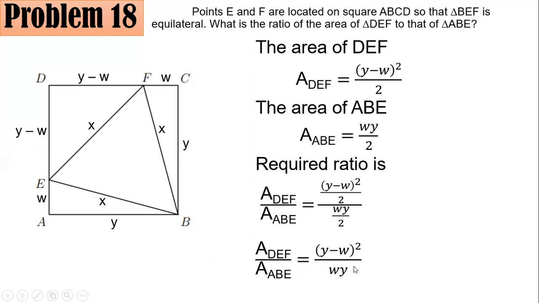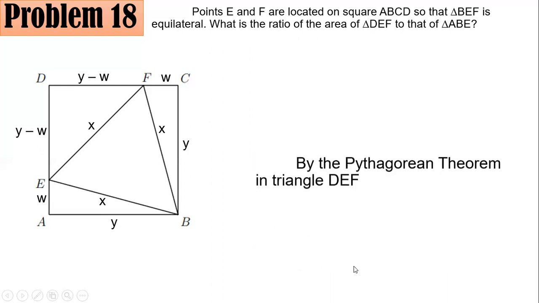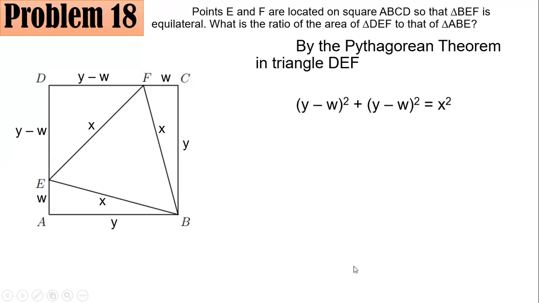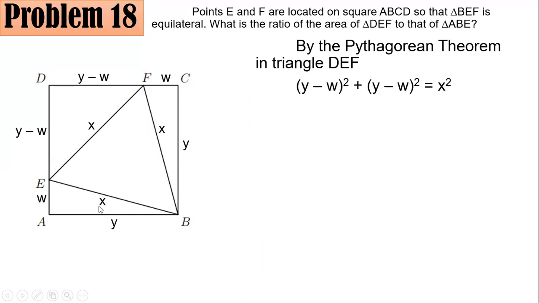From here, by the Pythagorean theorem in triangle DEF, because remember, in the Pythagorean theorem, if you have a right triangle, then the sum of the squares of the two legs, meaning y minus w quantity squared plus y minus w quantity squared here, is equal to the square of the hypotenuse, which is x squared.